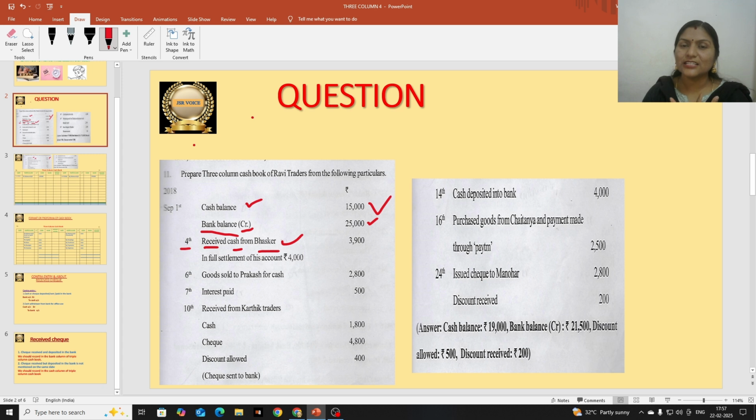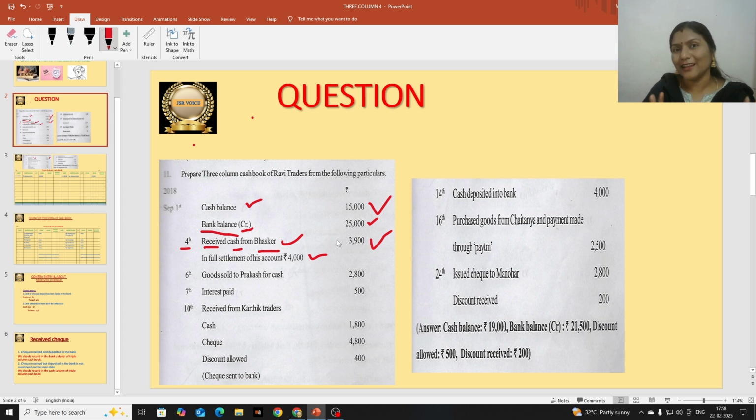So the business is receiving cash from Bhaskar, 3,900 rupees, in full settlement of his account for 4,000. What is the meaning of this? Actually he has to pay 4,000, but there is a settlement and the business is receiving only 3,900. So the 100 rupees they will never receive, so we can call it discount. Discount is 100 rupees and cash received is 3,900.